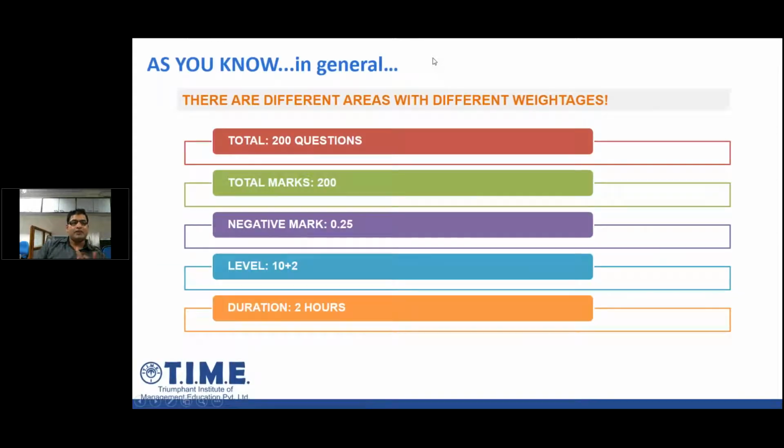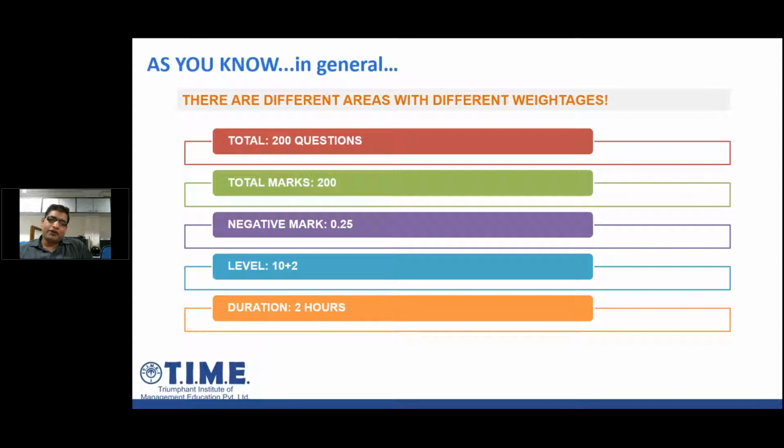As you know, in general, there are different areas that are tested, and there are also different weightages for different areas. We shall be discussing them later. First, in general, there are 200 questions asked in the English section, for 200 marks, which means 1 mark for every question. And there is also negative marking. If you get a wrong answer, you'll lose 0.25 marks.